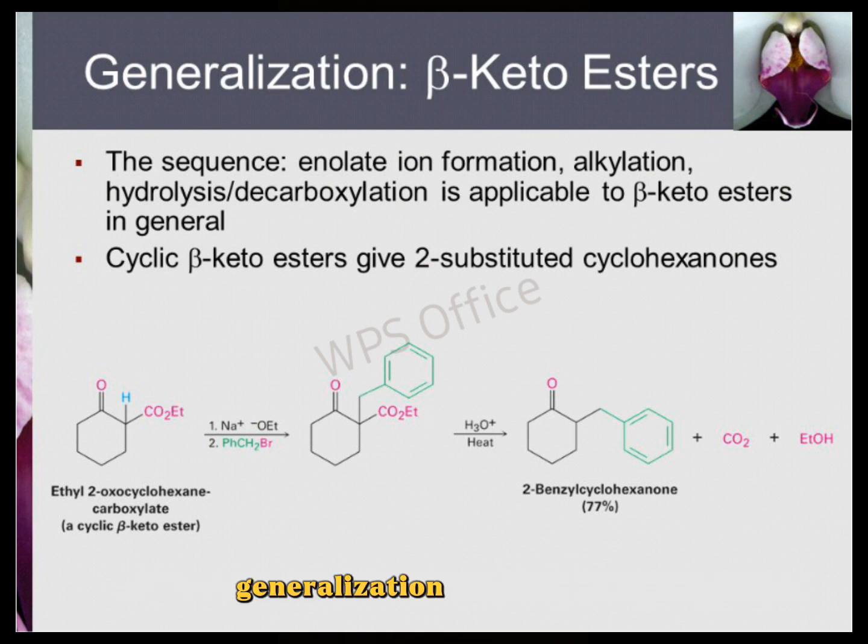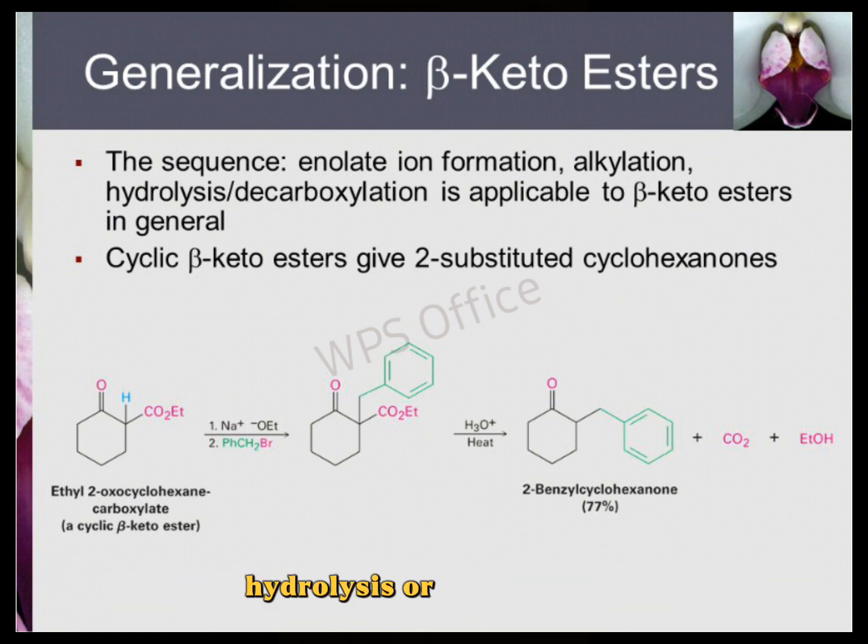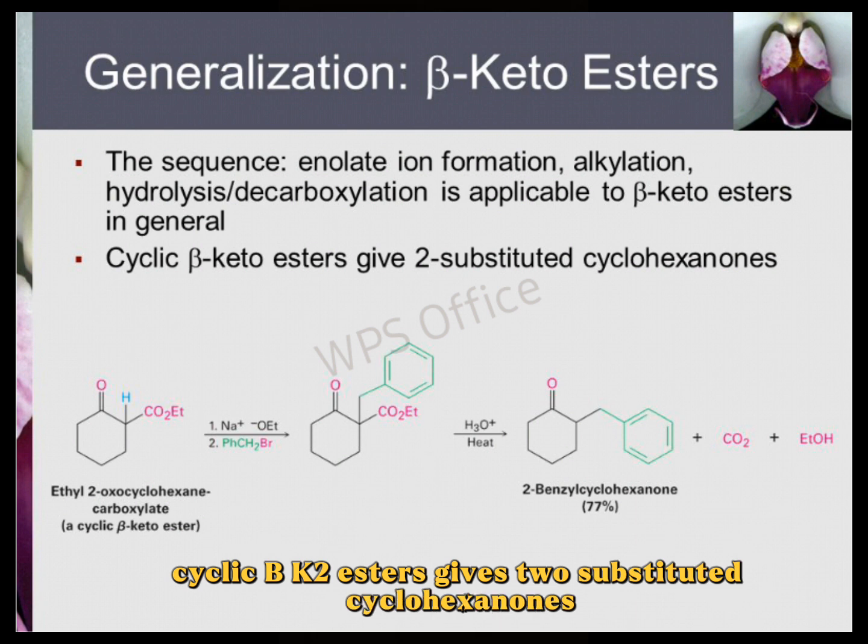Generalization of beta-keto esters. The sequence of enolate ion formation, alkylation, hydrolysis, and decarboxylation is applicable to beta-keto esters in general. Cyclic beta-keto esters give 2-substituted cyclohexanones.